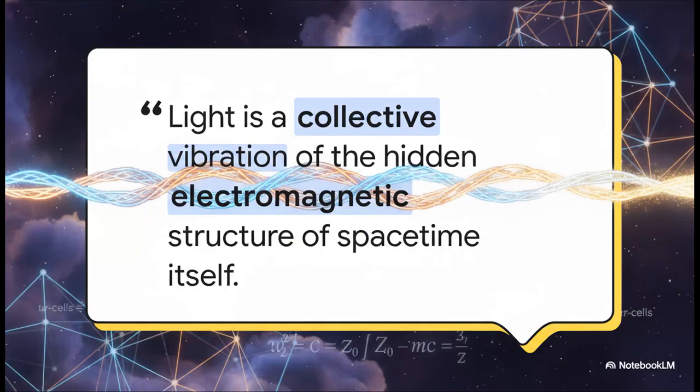And this leads us to the absolute core idea. Light isn't something traveling through a passive, empty vacuum. Light is the vacuum vibrating. It's a bit of a mind bender, I know. But think of it like sound. Sound is just a collective vibration of air molecules, right? The MMU says light is a collective vibration of spacetime's own hidden structure.